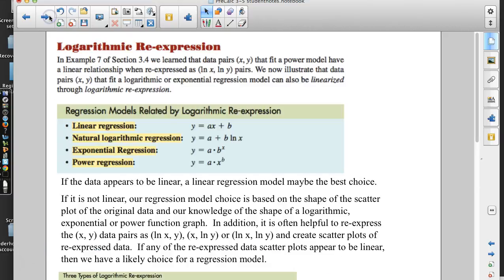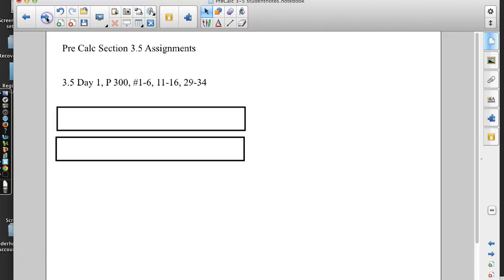And yeah, the homework is a lot easier than what we did for notes today. But there it is, page 300, 1 through 6. Let me put the lights up if you need to. 11 through 16. And 29 and 34. And I will have to save that. So just roll it like that. Right.